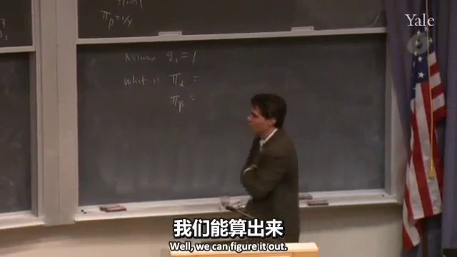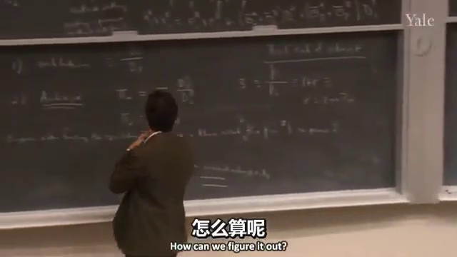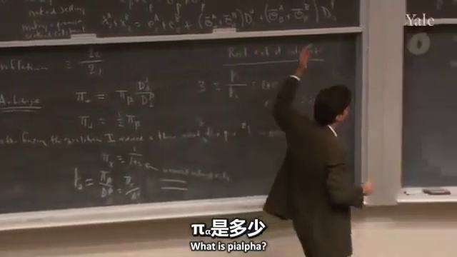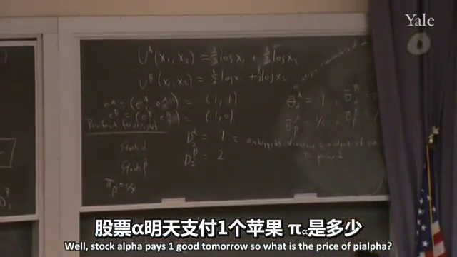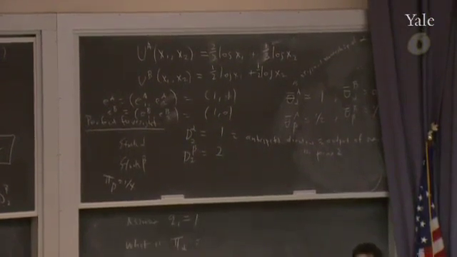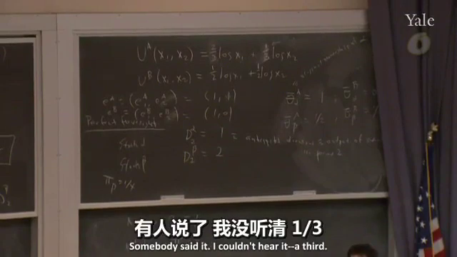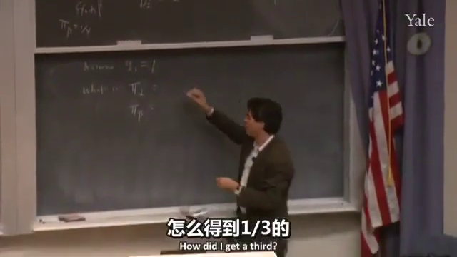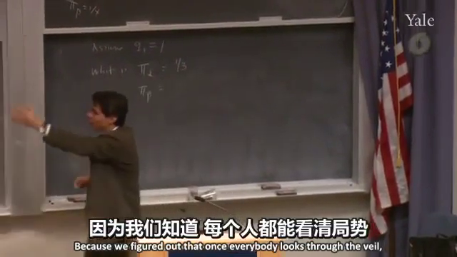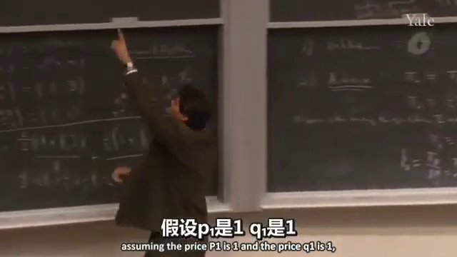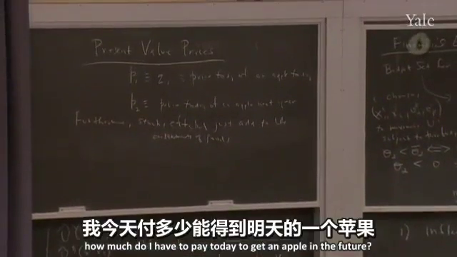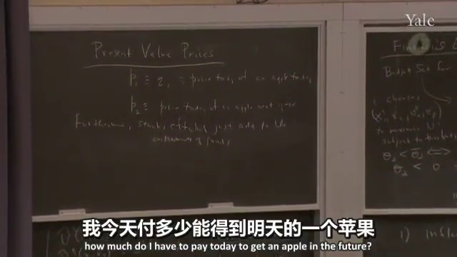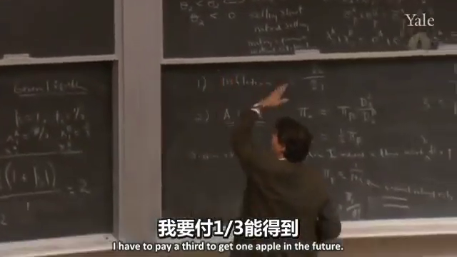Okay, well, we can figure it out. How can we figure it out? What is pi alpha? Well, stock alpha pays 1 good tomorrow. So what is the price of pi alpha? What? Somebody said it. I couldn't hear it. 1/3. How did I get 1/3? Because we figured out that once everybody looks through the veil, assuming the price P1 is 1 and the price Q1 is 1, if they look through the veil, they're going to say to themselves, aha, how much do I have to pay today to get an apple in the future? I have to pay 1/3 to get 1 apple in the future.